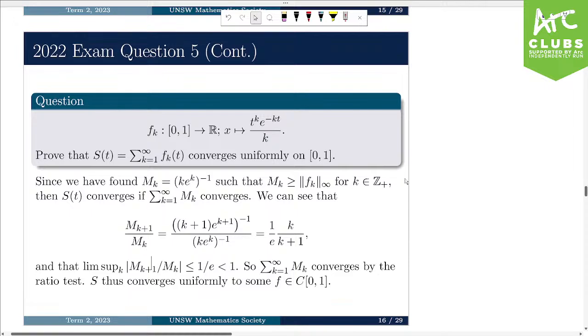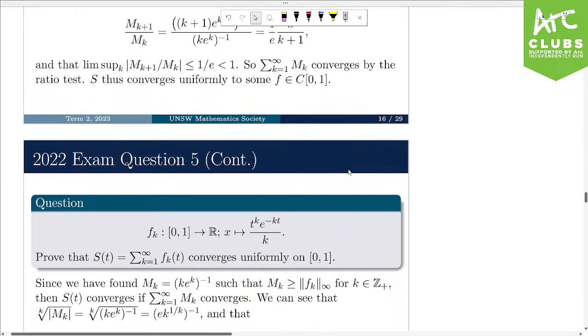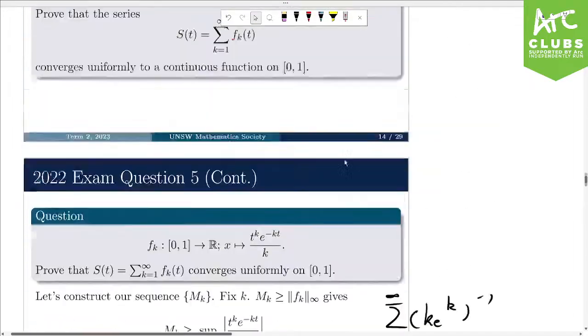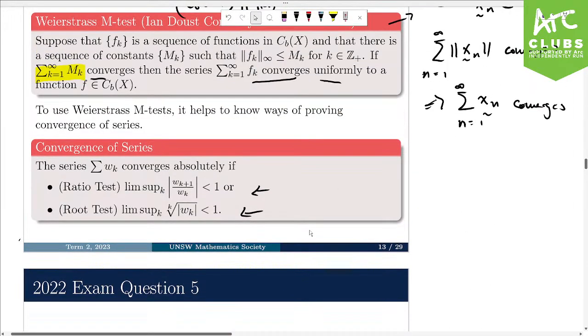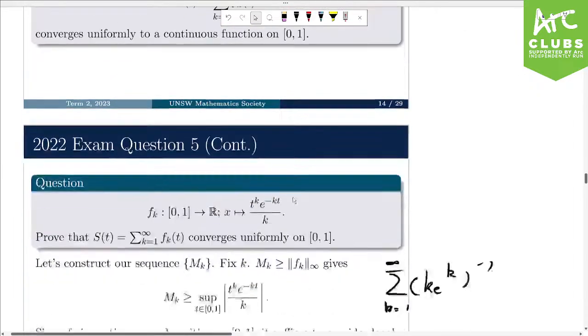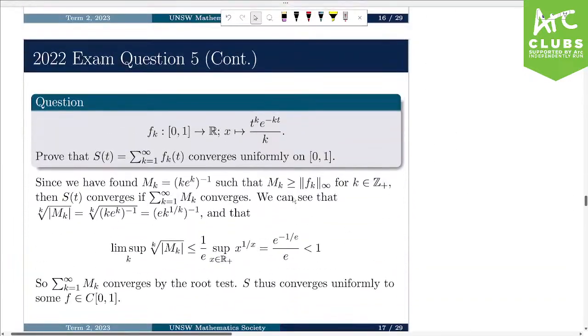And now using the next test, the root test, we can calculate this, and we find that that's equal to this here. So that's 1 on k to the 1 over k.